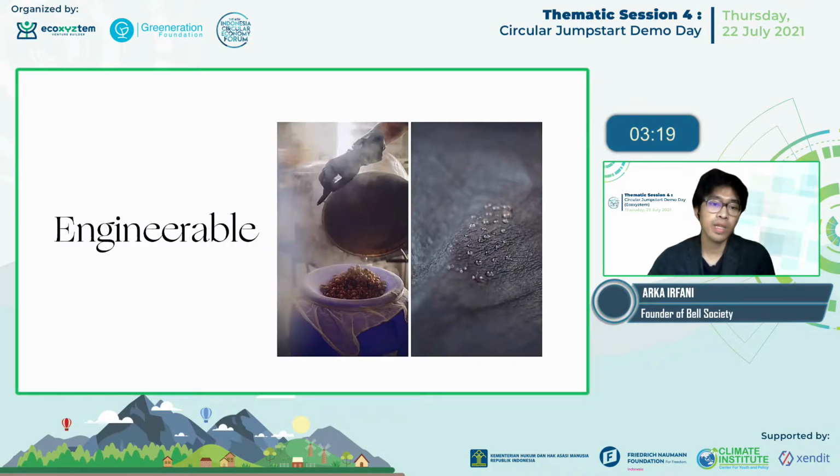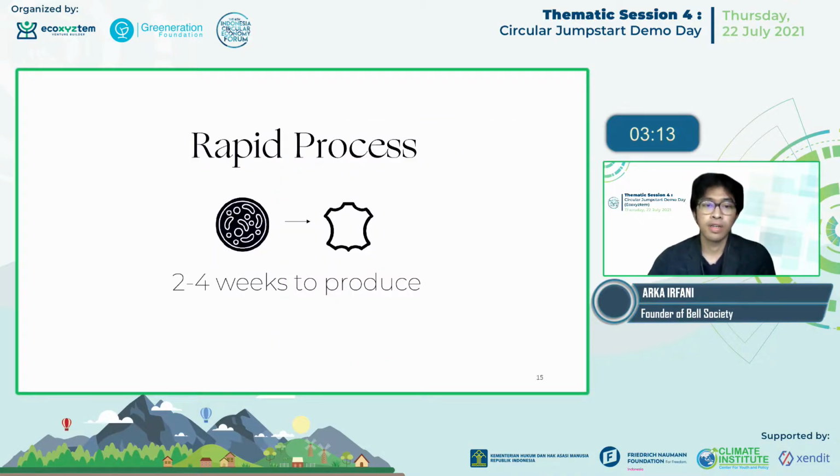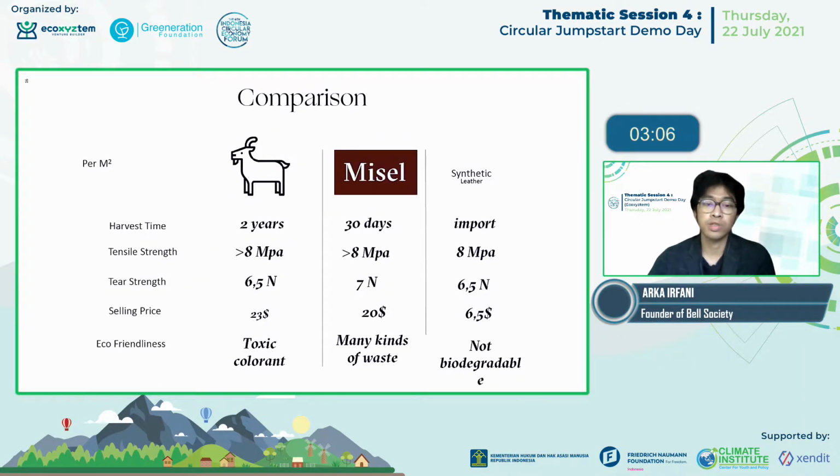It's also engineerable. We can make it waterproof, and we can use any kind of fruit waste to produce it. It's also a rapid process, taking only 2 to 4 weeks to produce. In comparison to sheep's leather and synthetic leather, it is as strong and maybe a little bit cheaper than sheep's leather.